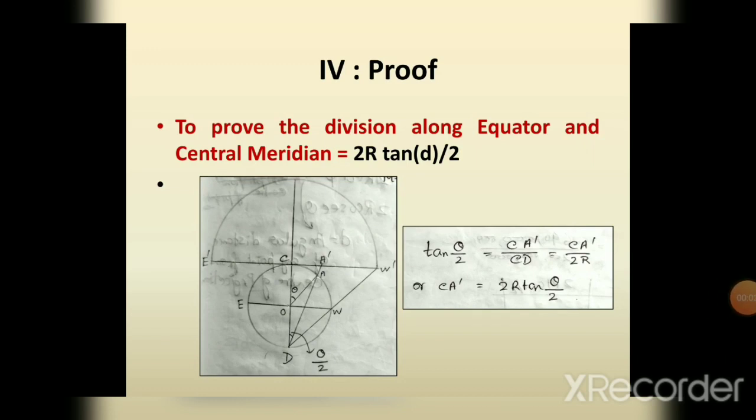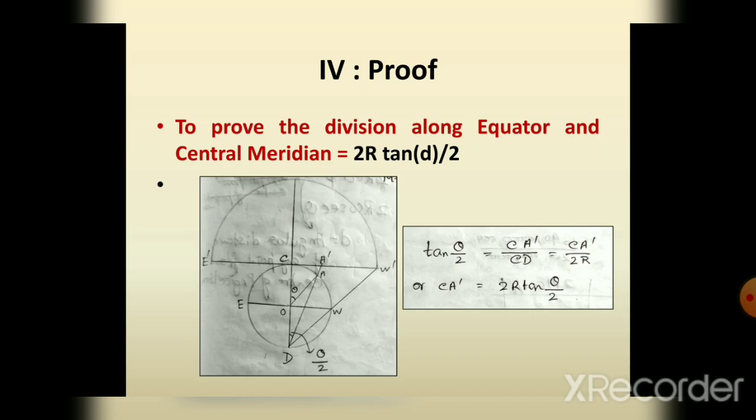Now we will come to the next part, that is the proof part. So for this map projection, what are we going to prove? We are going to prove that the division along the equator or the central meridian should be found out by this formula, twice R tan θ by 2. So how has this expression been generated? We should learn about that.